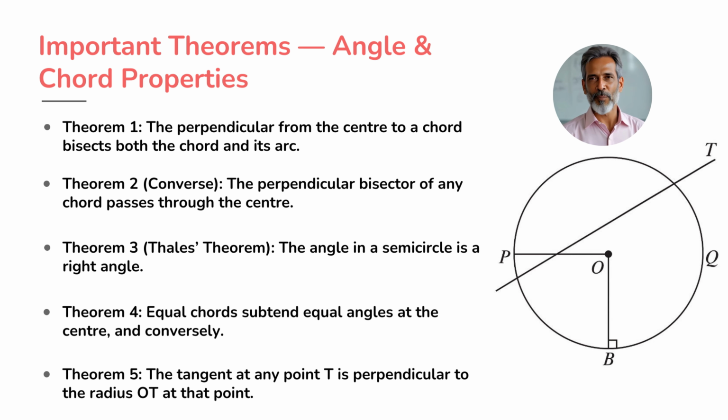And the superstar property. The tangent to a circle at a point is perpendicular to the radius at that point. So next time you're standing next to a Ferris wheel, that ladder touching it? Yup, that's your tangent, always perpendicular to the radius.